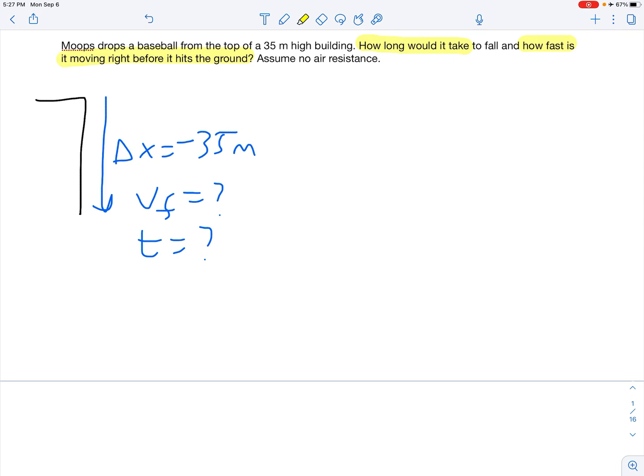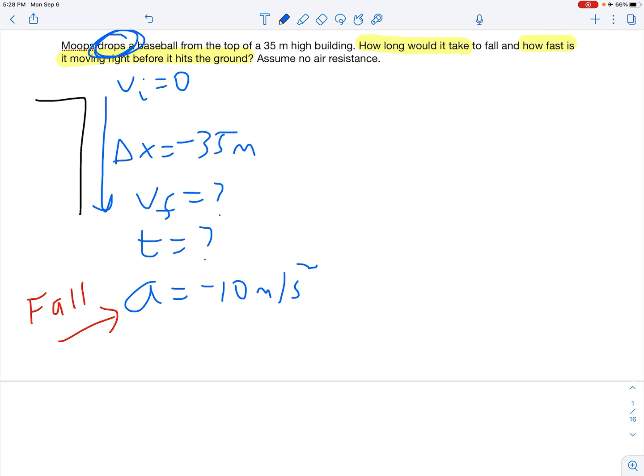I do know a couple more things that aren't explicitly stated in numbers. One, I know that A is negative 10, and the reason I know that is because it is falling. For anything falling, acceleration is going to be negative 10. And I also know one more thing: because it is dropped, the initial velocity is 0. As soon as Moops takes his fingers off of the ball, if you think about it in slow motion, the ball starts at rest and then starts to fall.